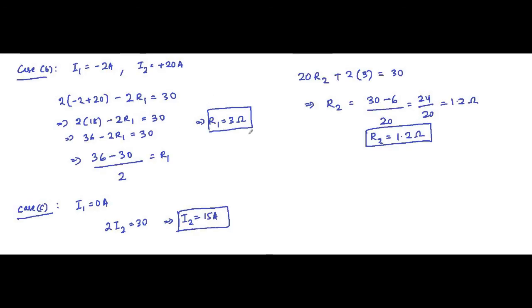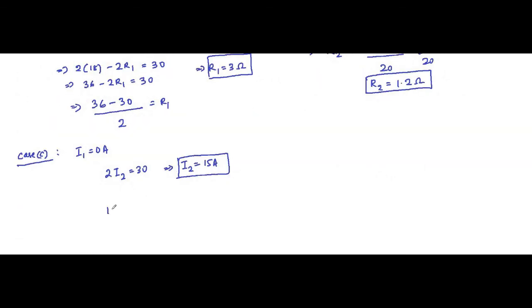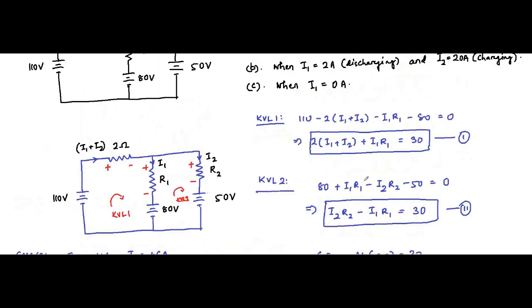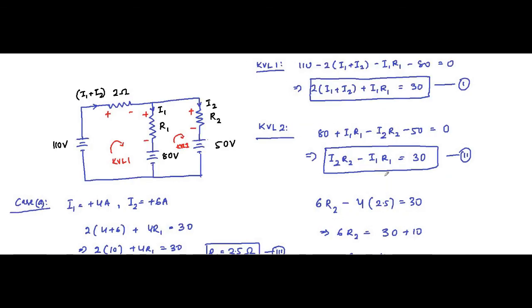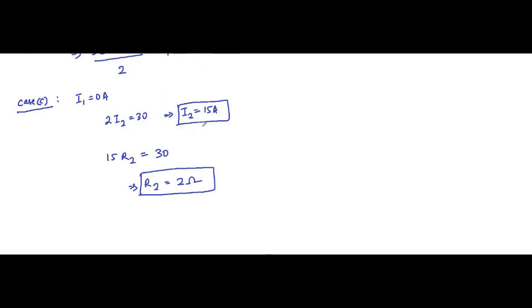Then after getting I2, we will substitute it in equation 2. So it will be I2 R2 is equal to 30 minus I1 R1. I1 is 0. So it will be I2 R2 is equal to 30. That implies R2 is equal to 2 ohm. We have got the value of R2. Now, after getting the value of R2, we cannot get R1 because I1 is 0 here. So there is no way we can get the value of R1, because I1 is 0. So here R2 is equal to 2 ohm and we have got I2 is equal to 15 ampere for case C.